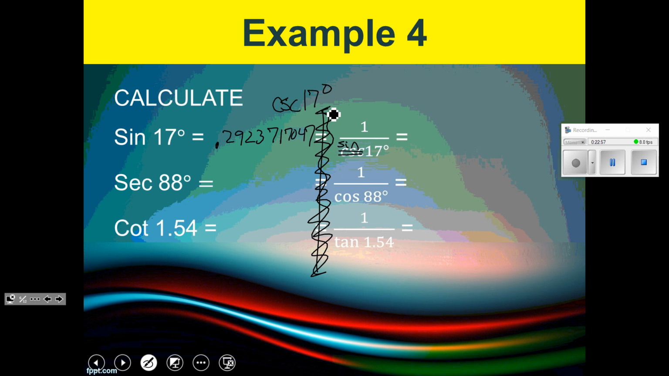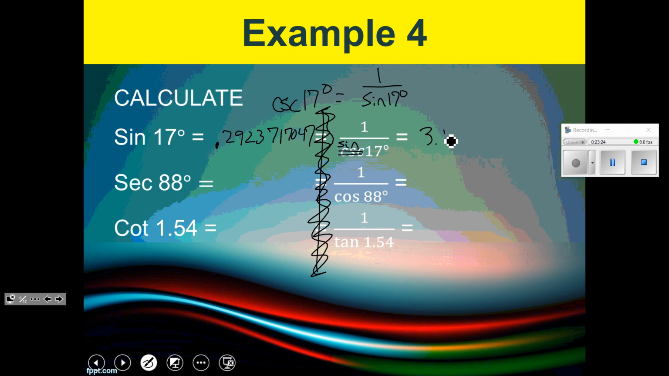What's the reciprocal of cosecant? Sine. So if I want the cosecant of 17 degrees, then I'm going to do 1 divided by the sine of 17 degrees. That would be equal to cosecant. Do you understand? Because it's the reciprocal. So if you put in your calculator 1 divided by the sine of 17, that's going to give you the cosecant. What's the cosecant of 17 degrees?